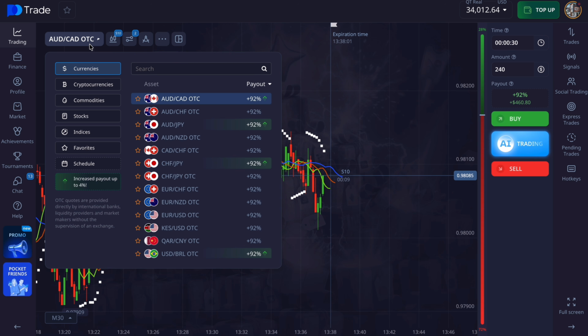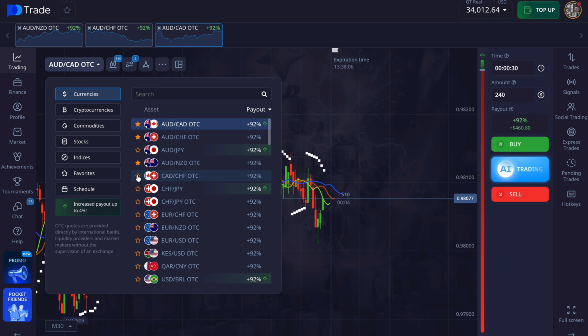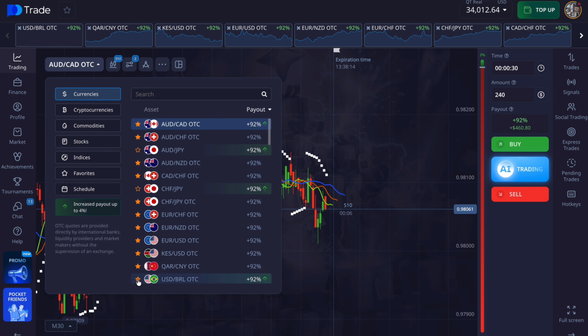Now, I'll add a few currency pairs, and then we'll begin today's session with a clean and simple chart setup.